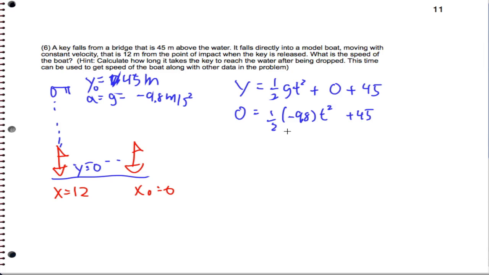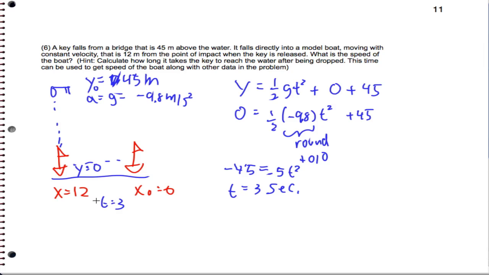I'm going to do a bit of rounding here and round 9.8 to 10. What that means is I end up getting negative 45 equals negative 5 t squared, and so t is about 3 seconds. That's the thing I'll use to get the speed for the boat.